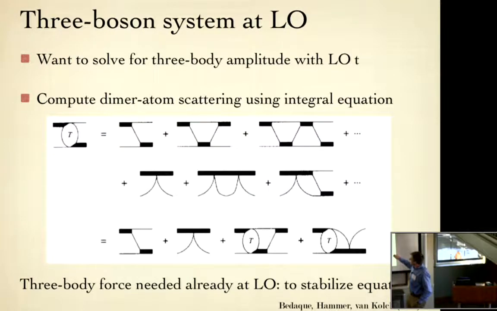The amplitude in this theory is just going to be the sum of all atom exchanges between dimers. So you sum up this set of diagrams, an infinite set of diagrams, but you can resum them as an integral equation, and that integral equation includes this term here and this term here. So this big T is the atom-dimer scattering amplitude now.